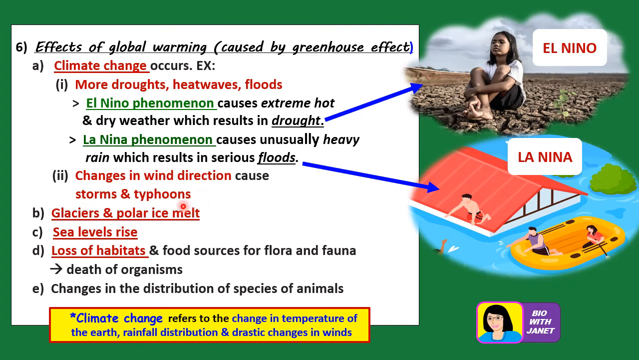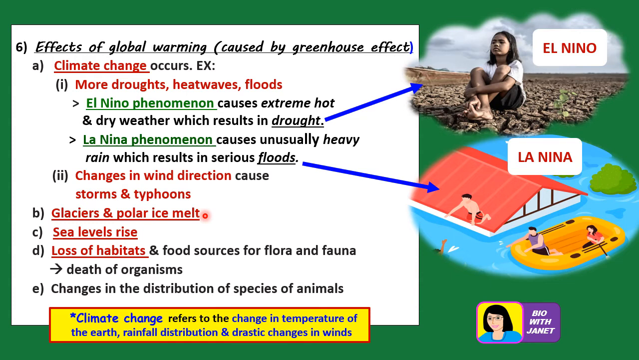So next, glaciers and polar ice melt. Glaciers are moving bodies of ice up in the cold places like the North Pole and South Pole. So scientists have noticed lately that these glaciers that were frozen for thousands of years, now they are melting, and big chunks of ice are falling down. So this tells us that the world is getting warmer and warmer. The earth is getting warmer and warmer.